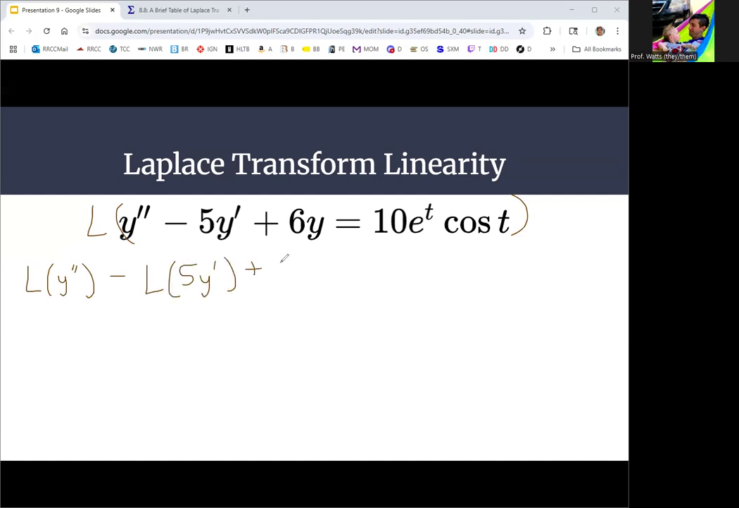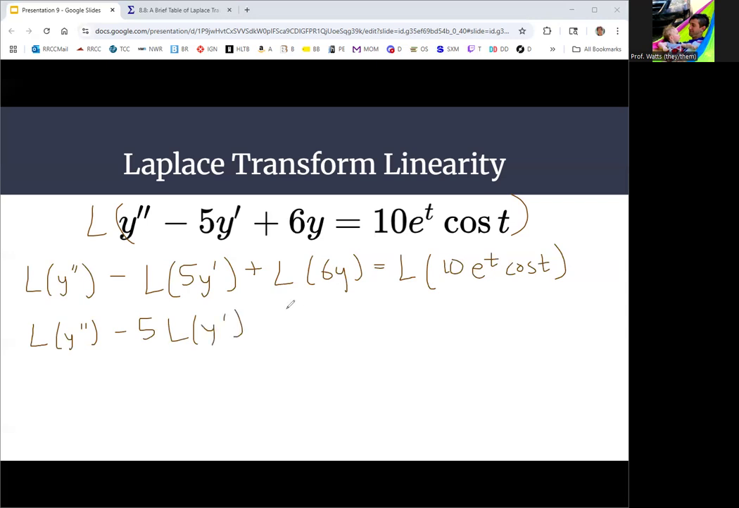And this works for the transform and the inverse transform. So that's one of the properties of linearity. The other is that constants can be brought out front. And we've used both of these properties with derivatives and integrals. So it should feel natural. So bring that 5 out, bring that 6 out, and we can bring that 10 out.